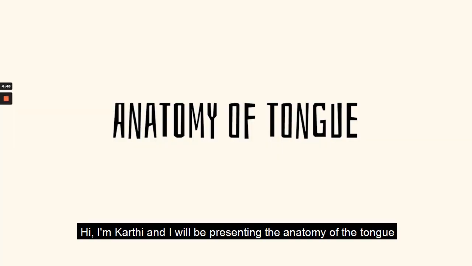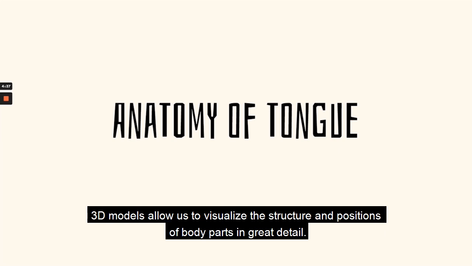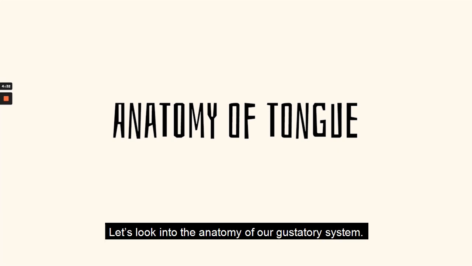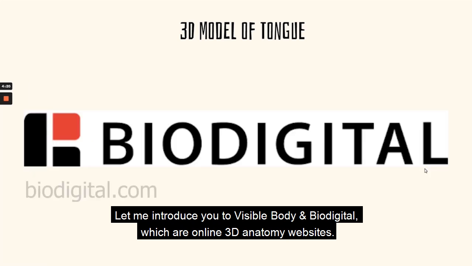Hi, I'm Karthi, and I'll be presenting the anatomy of the tongue. One of the best ways to learn anatomy from the comfort of our homes is by exploring 3D models. 3D models allow us to visualize the structure and position of body parts in great detail. Let's look into the anatomy of our gustatory system. One of the most important gustatory organs is the tongue. Let me introduce you to Visible Body and Biodigital, which are online 3D anatomy websites.